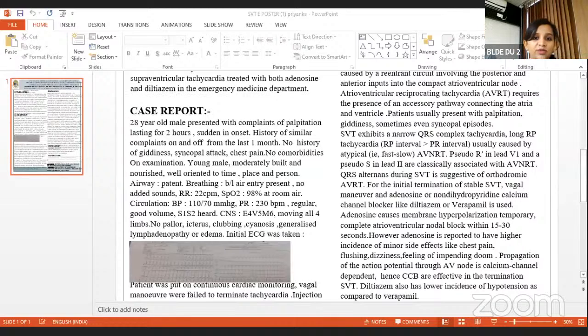So as you can see, the patient is there. As soon as we give diltiazem, immediately the rhythm converted to normal sinus rhythm. And this is not with adenosine, this is diltiazem. And he maintained his heart rate around 90 to 100 during his 24-hour observation period, and BP was also maintained.